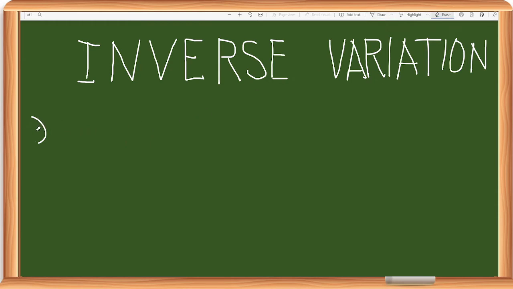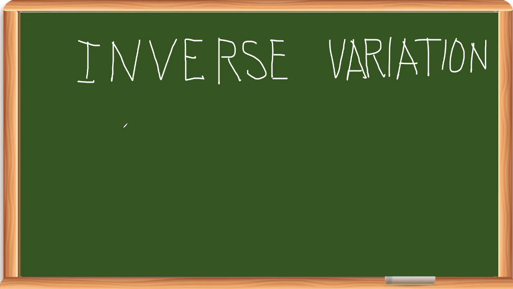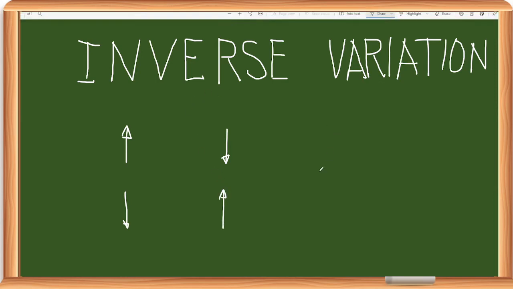Kasi sa inverse variation, opposite yung value ng entities dito. Kung yung isa tumataas, yung isa naman bumababa. Or kung yung isa bumababa, yung isa tataas. Opposite siya, no? So that is the essence of inverse variation.